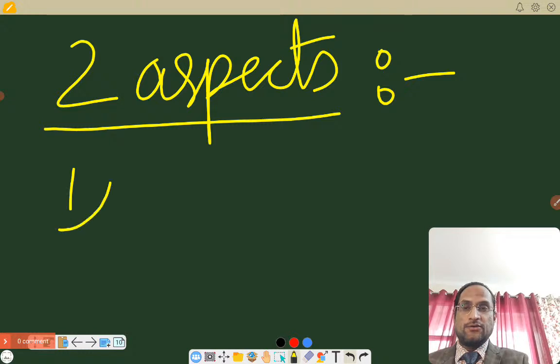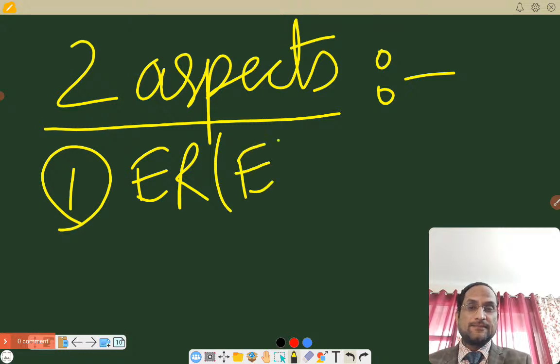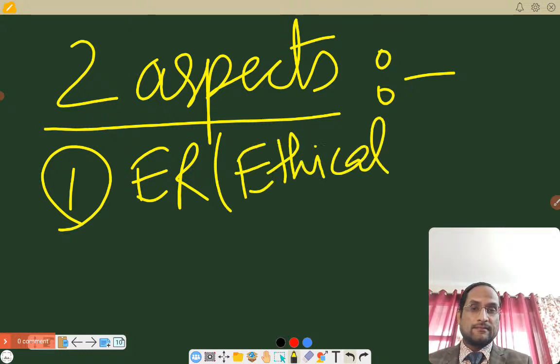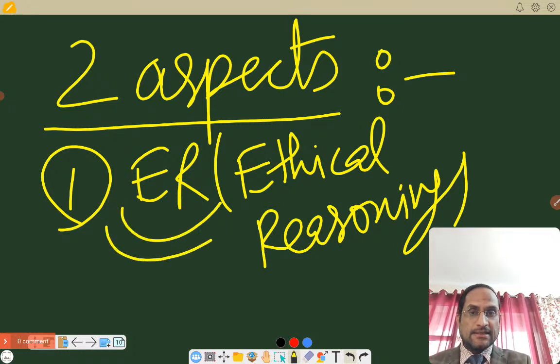These two aspects are: one, your ER. What is ER? ER is ethical reasoning. What is ethical reasoning? Ethical reasoning is the reason you give when you are backing it up with moral values and ethical conduct, whether the decision you have taken, whether the path you are following is ethically reasonable or not, morally sound or not. That is called ethical reasoning.